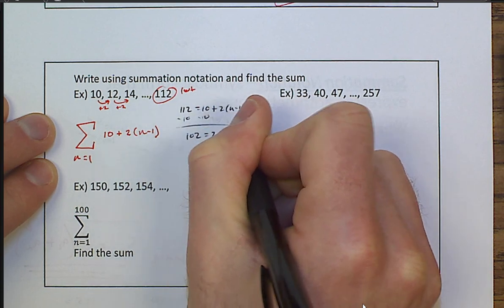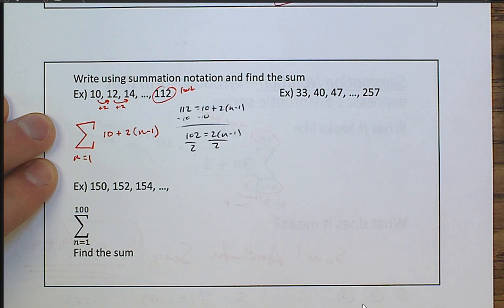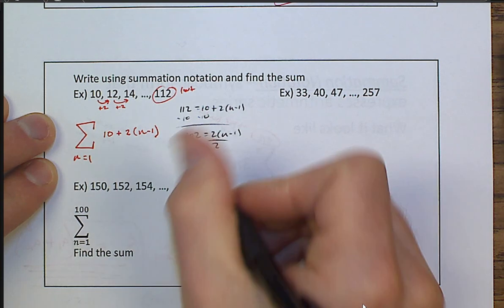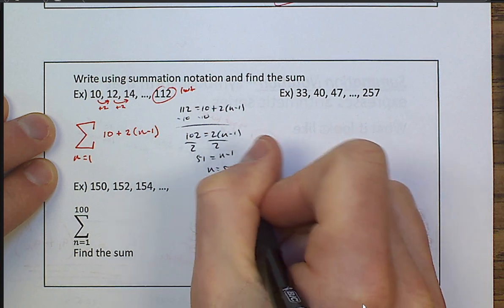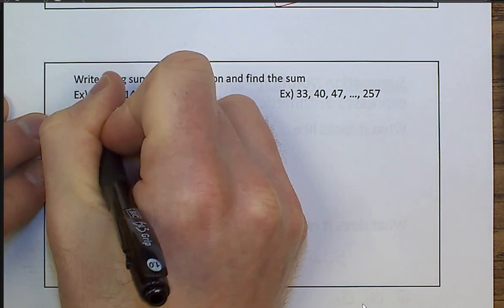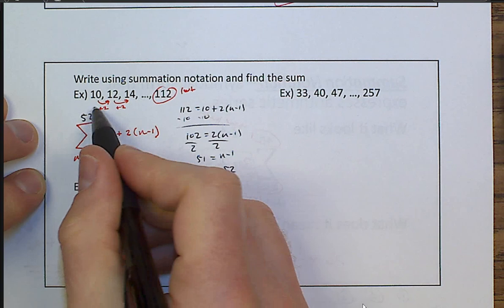I'm going to divide by 2. So 102 divided by 2 should be 51. So I get 51 equals n minus 1. So n equals 52. So that means my upper limit is 52. So there is my summation notation.